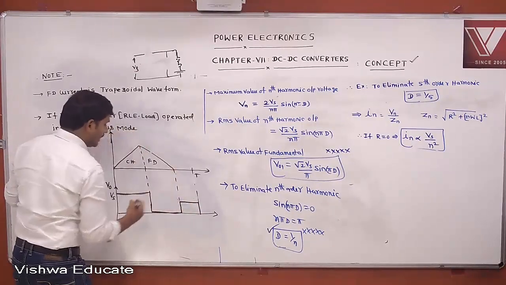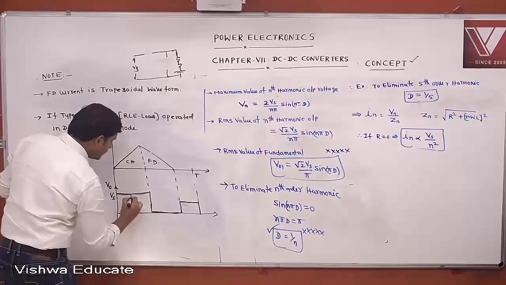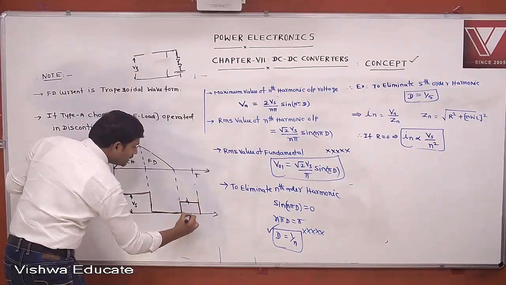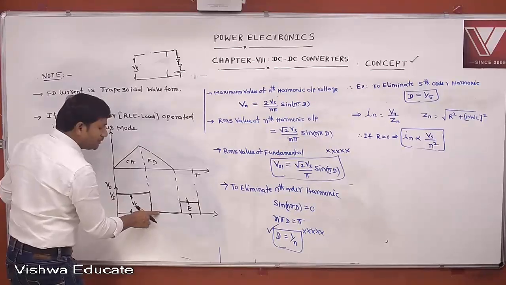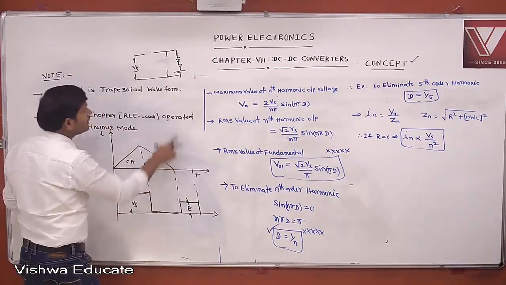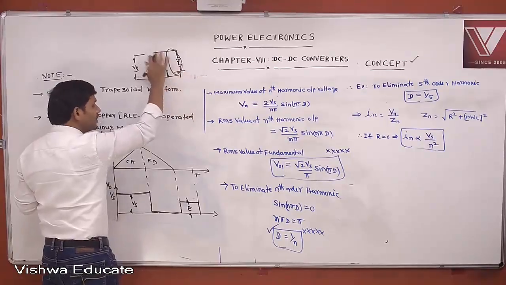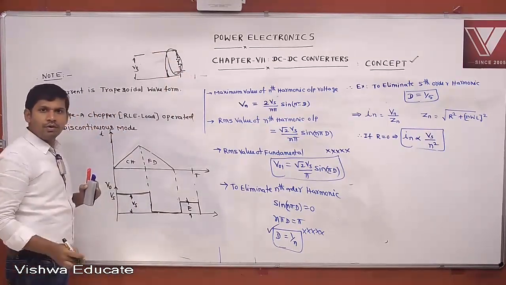No device is conducting. This is Vs, this is 0, and then this voltage is E. But if the diode is conducting, there exists a battery voltage, but the freewheeling diode is conducting and the load is short circuited. That's why we take output voltage equal to 0.